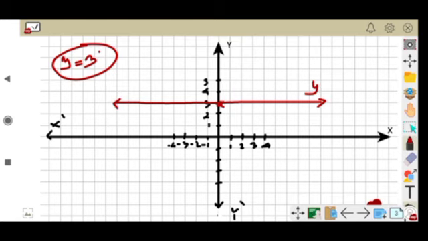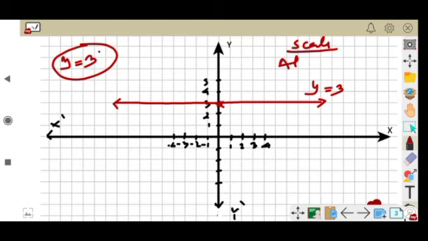This is y equal to 3. This line represents the equation y equal to 3. Okay, so don't forget, you have to write the scale. Along the x-axis, what you have to write? The same as before only.